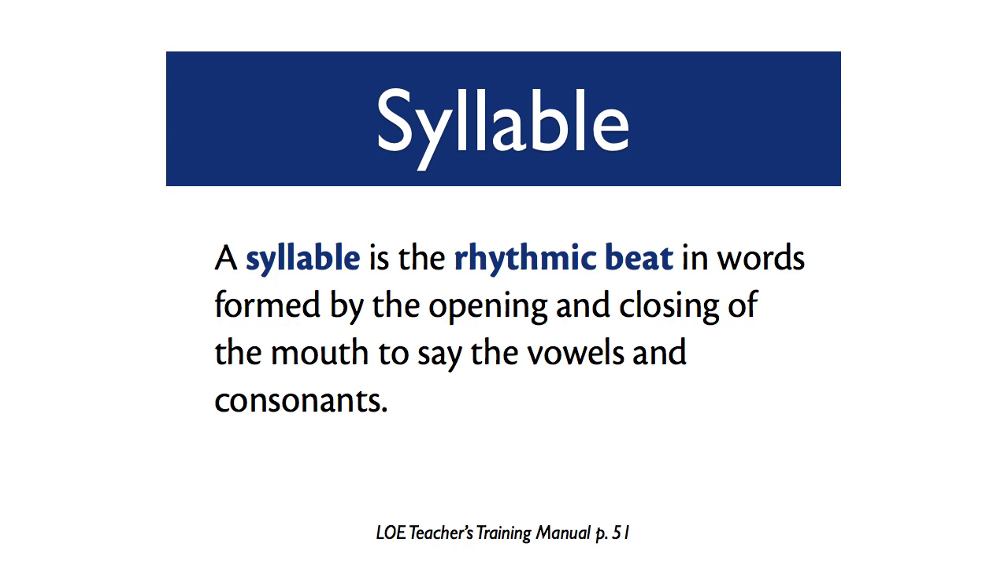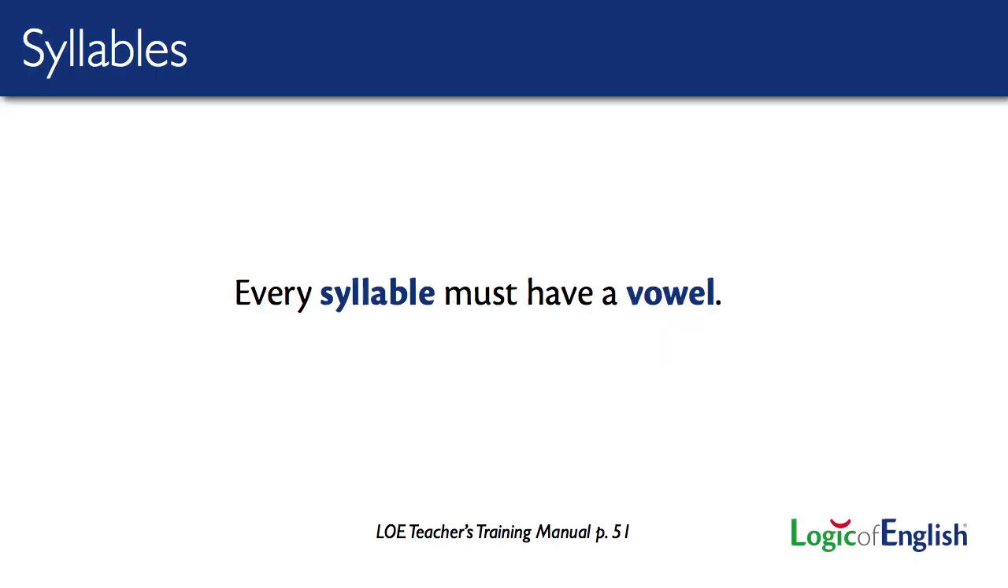You almost could think of it like a little drum. Your mouth opens and closes as it says vowels and consonants, and that creates rhythm to language. And that's what syllables are. That's also why every syllable must have a vowel, because our mouth has to open to say the vowel. It doesn't have to have a consonant, but it has to have a vowel.